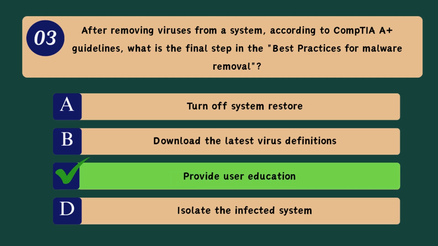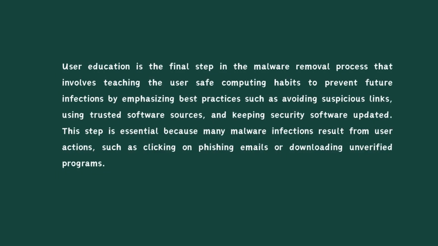Correct answer: C. Provide user education. User education is the final step in the malware removal process that involves teaching the user safe computing habits to prevent future infections by emphasizing best practices such as avoiding suspicious links, using trusted software sources, and keeping security software updated. This step is essential because many malware infections result from user actions, such as clicking on phishing emails or downloading unverified programs.